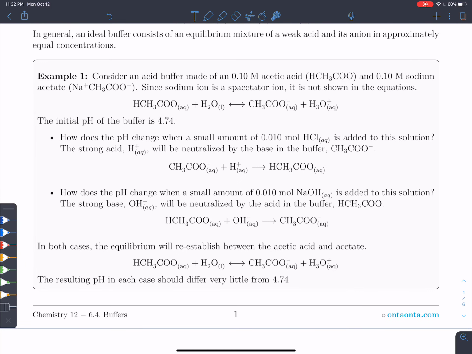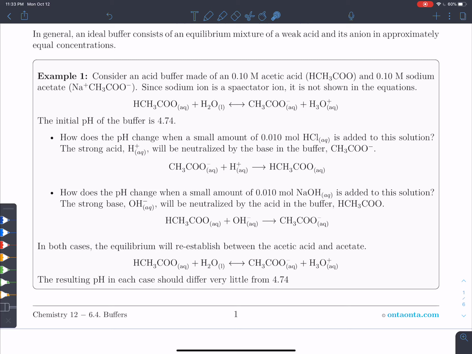If we look at an example here, we have an acidic buffer that has 0.1 molarity of acetic acid and 0.1 molarity of sodium acetate. We can ignore the sodium ions because they're just spectator ions, but we want to focus on the reaction occurring between the buffer components, the acetic acid and the acetate. It's going back and forth, producing hydronium ions, and then releasing it to form water and the weak acetic acid. This buffer specifically has a pH of 4.74.